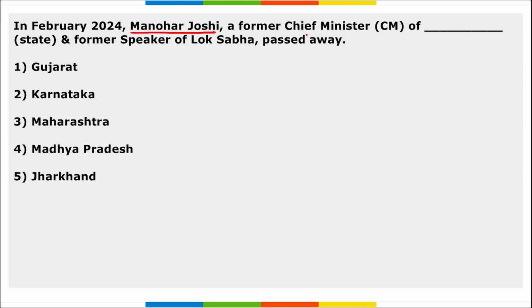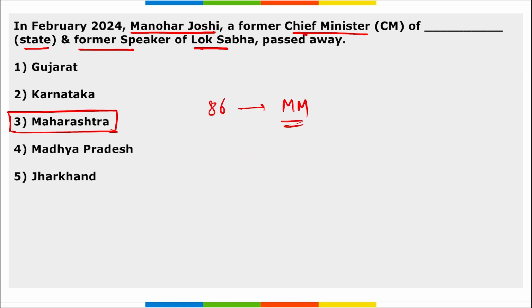Next, Manohar Joshi, a former Chief Minister of State and former Lok Sabha Speaker, passed away. So Manohar Joshi, he was the former Chief Minister of Maharashtra and former Speaker of Lok Sabha who recently passed away at the age of 86 in Mumbai, Maharashtra. He served as the Chief Minister of Maharashtra from 1995 till 1999 and he was the first leader from the undivided Shiv Sena party to occupy the Chief Minister post in Maharashtra.